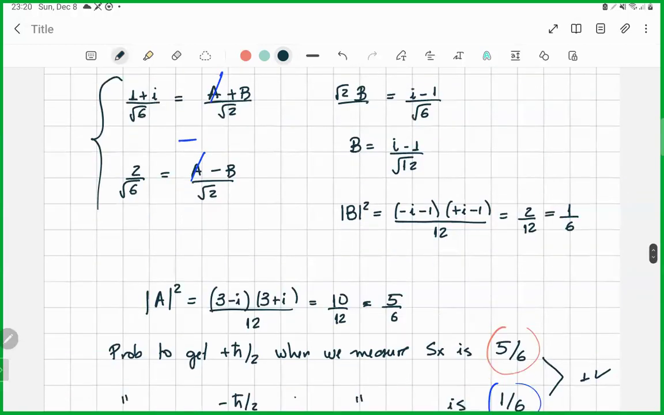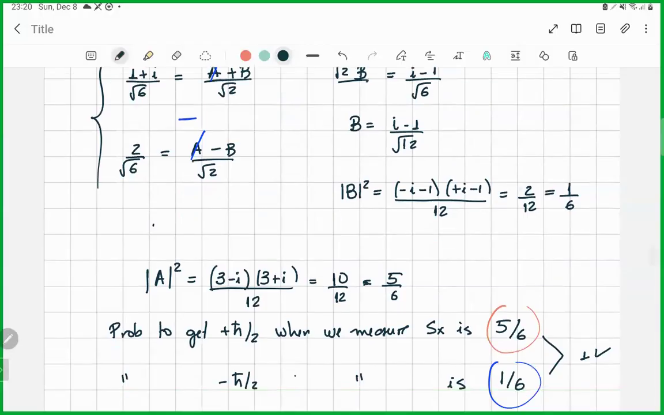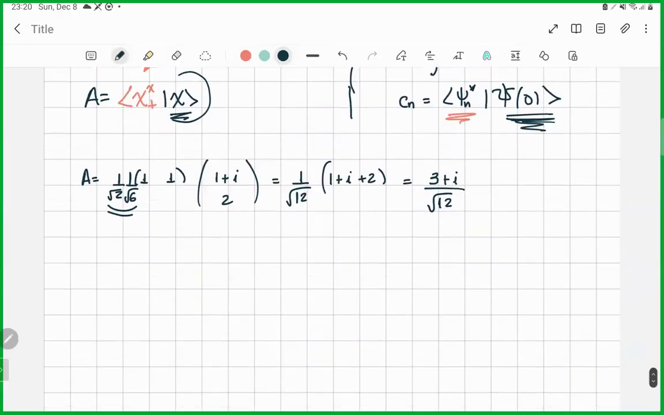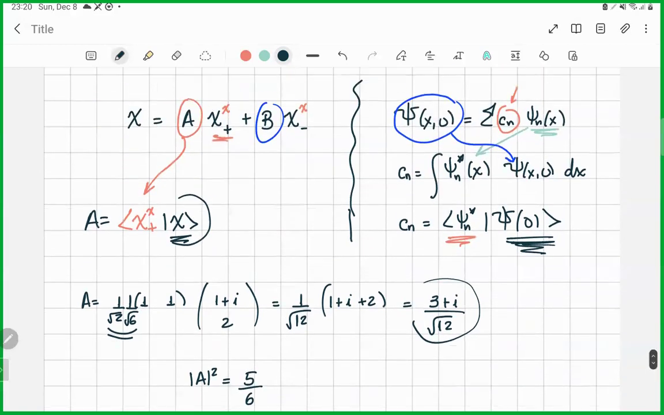Well, I already deleted it, but we had the same result here, 3 plus i square root of 12. We then look at the absolute value squared, and we get 5 over 6. So I find this method easier, right? As we had before, this is the coefficient, and the absolute value squared gives us 5 over 6. And how about the other one?